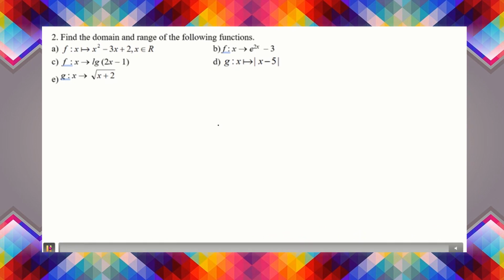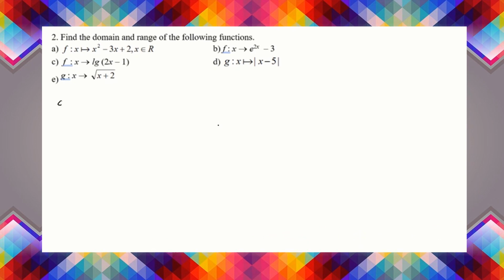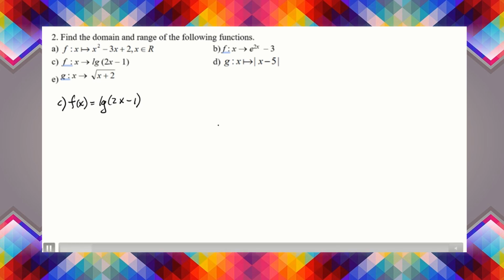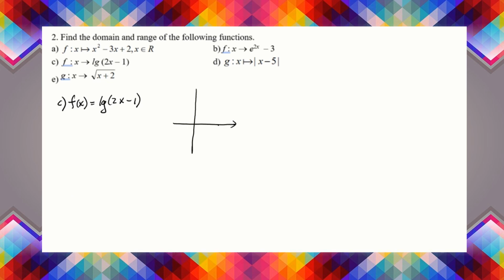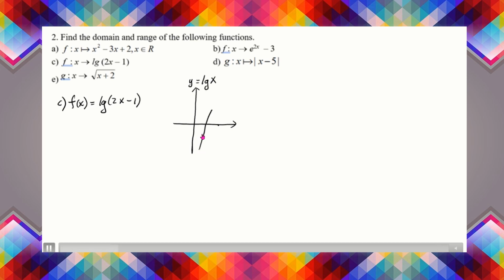Now we go to question C. Question C is f of x equals logarithm of 2x minus 1. Generally the shape of logarithm is the same as ln. So we start sketching the graph from the parent graph, which is logarithm x, but the shape is the same as ln x. So for ln x, generally the shape is going up, and this is 1.